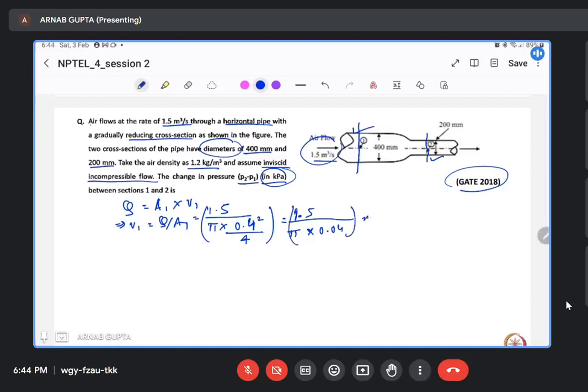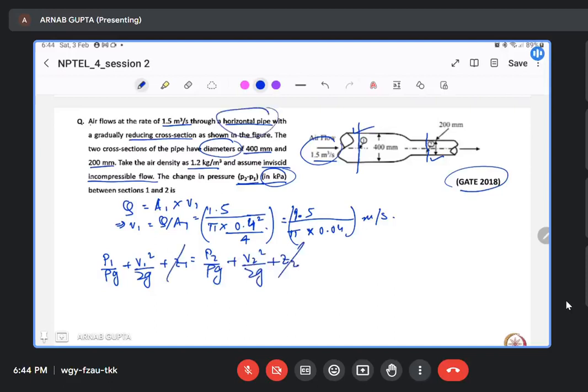What will be the unit of this? It will be meter per second, since this is in meter square and this is meter cube per second. Now you need to find the value of P2 minus P1. So P1 by rho g plus V1 square by 2g plus Z1 is equal to P2 by rho g plus V2 square by 2g plus Z2. Since it has been said that it is a horizontal pipe, Z1 and Z2 will cancel out, and there are no losses already assumed.